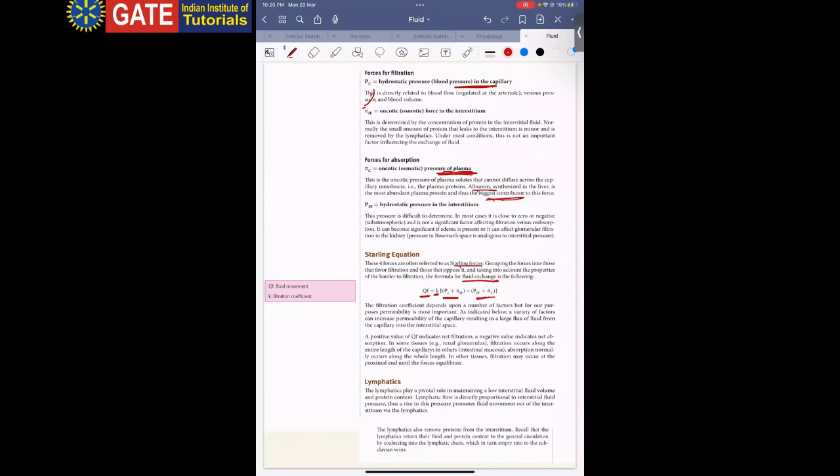And there is this filtration coefficient. Now this filtration coefficient depends upon a lot of factors, but the most important one is the permeability of the capillary wall. That is very important. And there are lots of things that will increase the permeability of the capillaries, which will increase the fluid moving out from the capillaries into the interstitium. So if QF is positive, it means there is net filtration of the fluid outside the capillaries into the interstitium. If it is negative, then there is a net absorption.